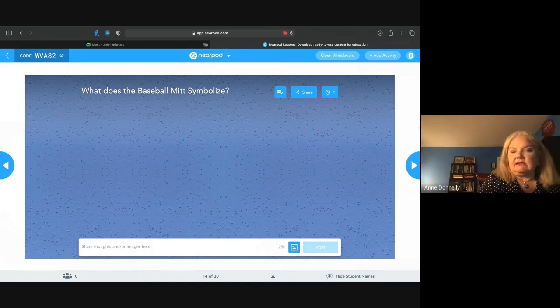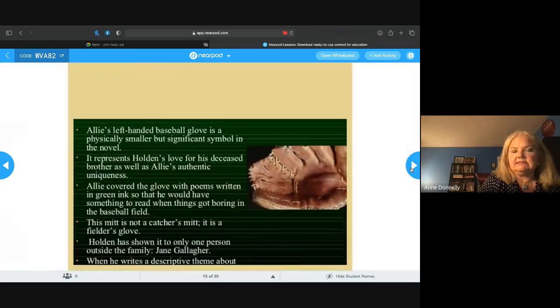And our next slide tells us that the mitt is not a catcher's mitt, it's actually a fielder's mitt because his brother was out in the field. He was fielding balls. And he was a left-handed person. Left-handed people tend to be smaller physically and they're not as strong, but Holden absolutely loved his younger brother. He thought he was smart and he was sweet. And this glove is a constant remembrance of his brother, and so he values it a great deal.